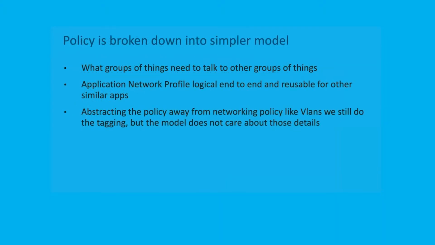Policy is broken down into a simpler model. What groups of things need to talk to other groups of things? Application network profiles provide a logical end-to-end implementation of the intended policy and are reusable for other similar applications. This is accomplished by abstracting the policy away from networking policy like VLANs, while still doing the tagging internally in the network. But the policy model does not care about those details.